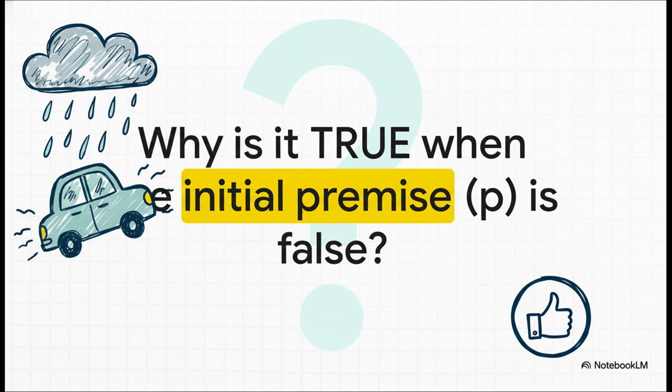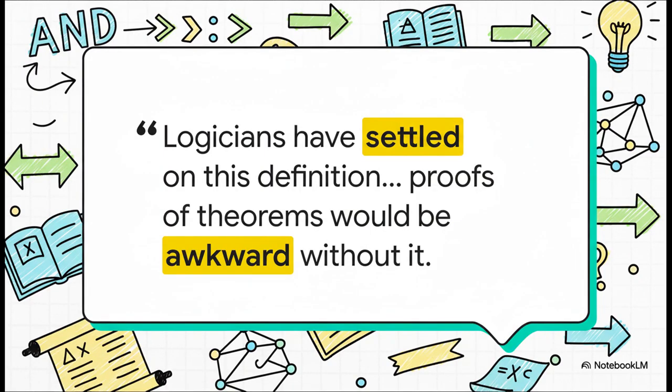The contract wasn't violated. And this isn't just some random choice. The book confirms this is a formal agreement, a convention that logicians settled on. Why? Because defining it this way makes the entire system of logic powerful and consistent. It allows for elegant proofs of really useful theorems that would be super awkward or difficult to prove otherwise.